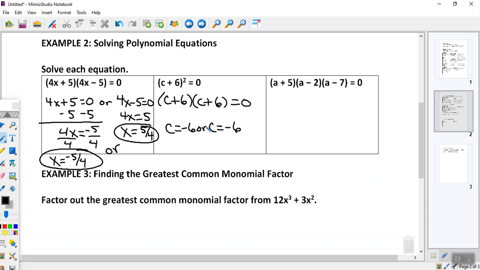So each time we got C equals negative 6, kids. What kind of root do we call that? Repeated. That's a repeated root. Okay. How many roots are you going to get in the last answer? You guys go and find them, okay? You're going to set a plus 5 equal to 0. You're going to set a minus 2 equal to 0. You're going to set a minus 7 equal to 0. I'm guessing you may not even have to write anything but the answers for that.